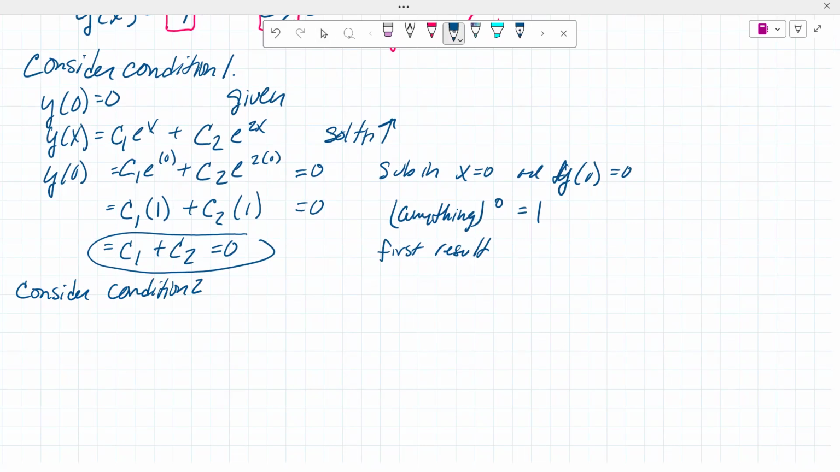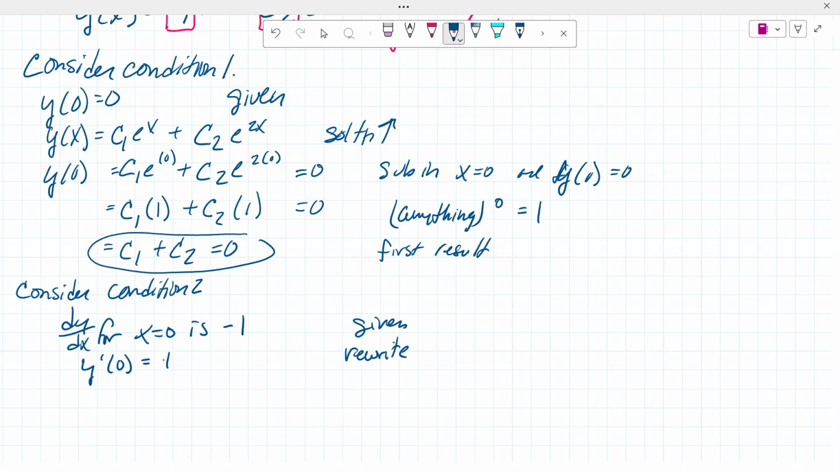dy/dx for x equals 0 is -1. This is again given. So, in other words, y prime of 0 equals -1. Let's just mathematize it.